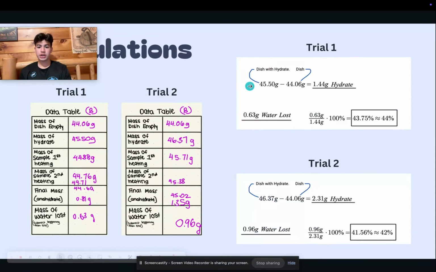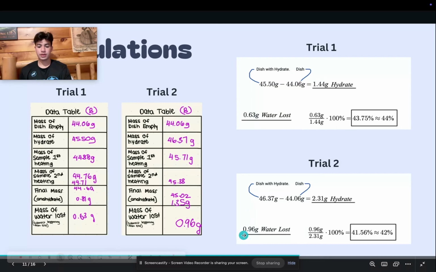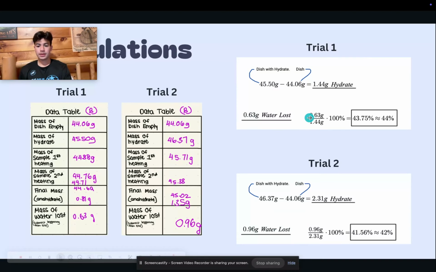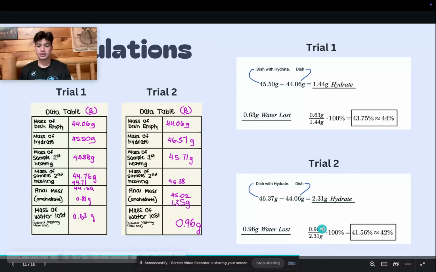So here are the calculations for percent composition of water. First, we start out by subtracting the dish mass from the dish with hydrate mass to end up with a hydrate mass, which is 1.44 for trial 1, 2.31 for trial 2. We then, from the table, get the water lost mass, or the mass of water in the original hydrate, 0.63, 0.96. Then we divide 0.63 by 1.44, multiply by 100% to get our percent composition. Same thing done here, 0.96 divided by 2.31 times 100% to get our percent composition of water.